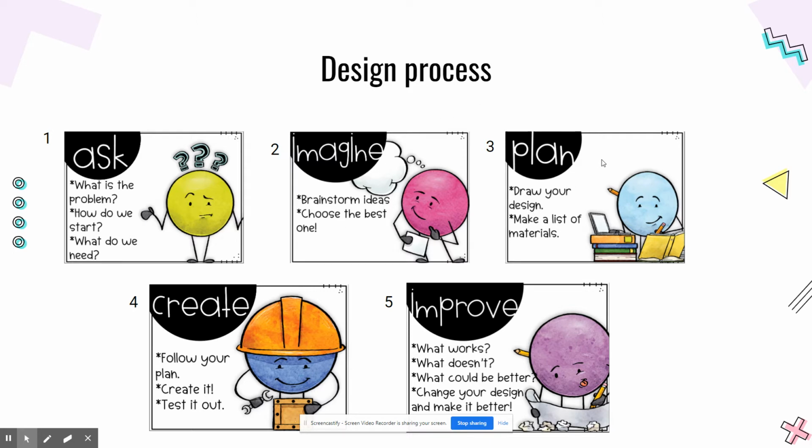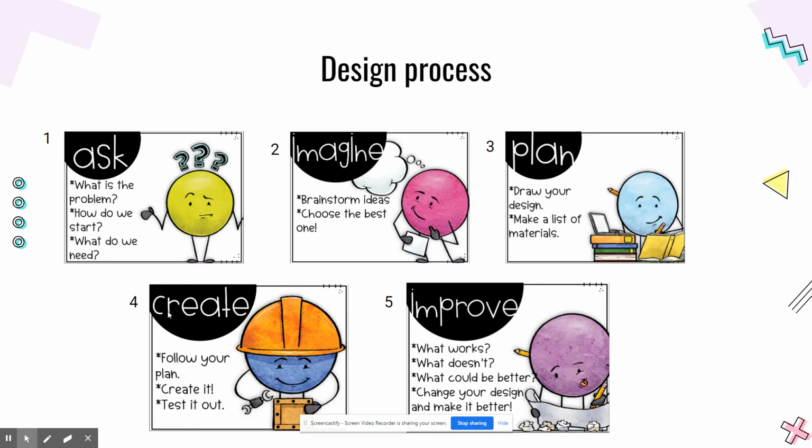And then he's going to draw his design and make a list of materials. So let's say that in step 2, he thought about making a bridge. So in step 3, he's going to draw his design. So he's going to draw a bridge, how he wants the bridge to look like. And then he's going to make a list of the materials that he needs in order to build that bridge. And then in step 4, that's when he actually creates the bridge.